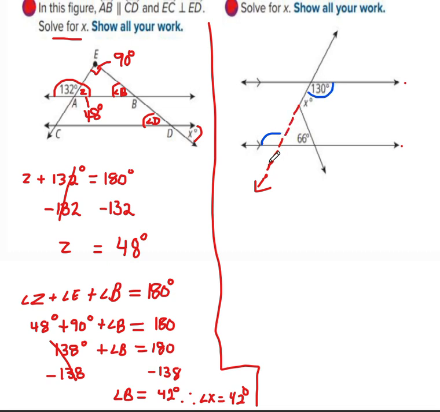Because along the transversal, these two are alternate interior angles, and alternate interior angles are equal. They are alternate interior angles because they are on opposite sides of the transversal and they are within the two parallel lines. So that's what makes this angle and this angle alternate interior angles. Alternate meaning on different sides of the transversal, and interior because they are within the two parallel lines. So therefore, these are the same.